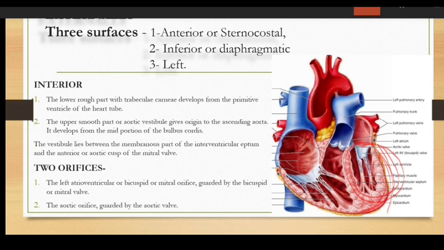Interiorly, it has two parts, rough and smooth. The lower part is known as the rough part, which has trabeculae carneae developed from the primitive ventricle of the heart tube, and the upper smooth part is the aortic vestibule, which gives origin to the ascending aorta. There are two orifices: the left AV orifice, a bicuspid or mitral orifice guarded by the bicuspid valve, and the aortic orifice guarded by the aortic valve.